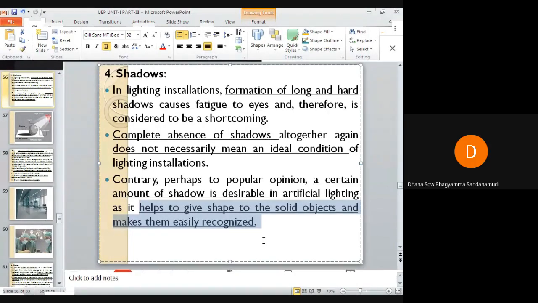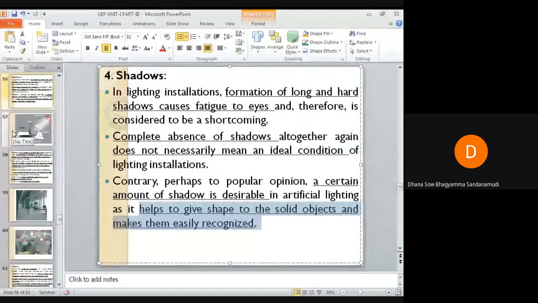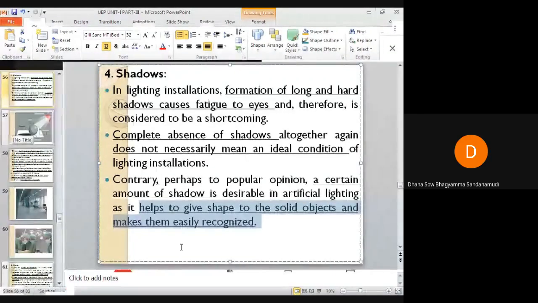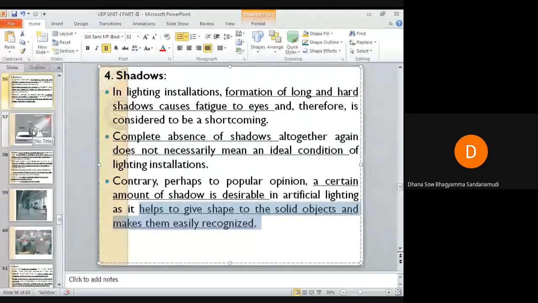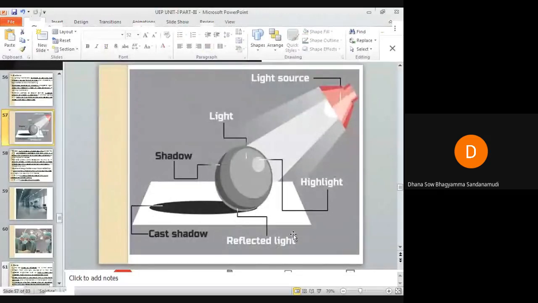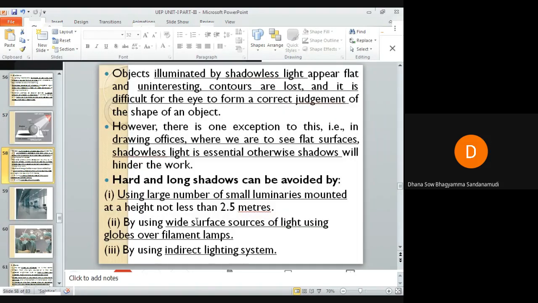They should not be long and hard, but they will help us to identify the shape of the object. You can identify the borders of the object, and you can easily recognize it. Just for example, you can see here, this is a ball on which light is falling. Because of this shadow, you are able to clearly identify the shape of this ball. Just for example, I have inserted that.